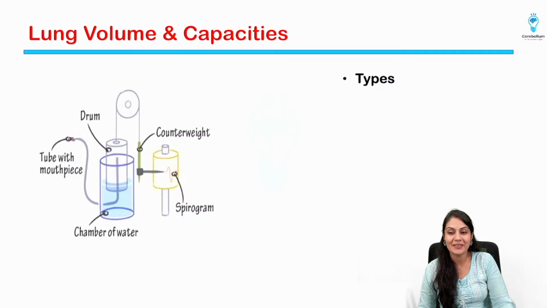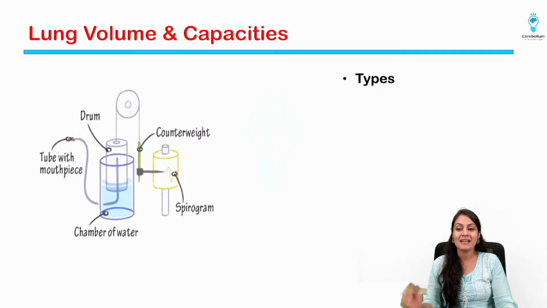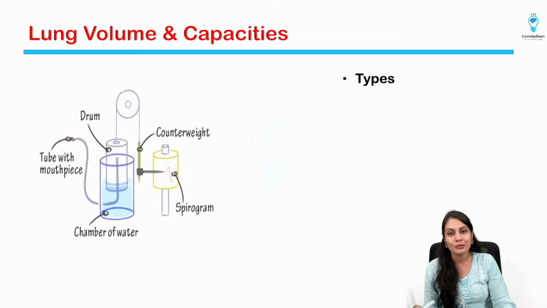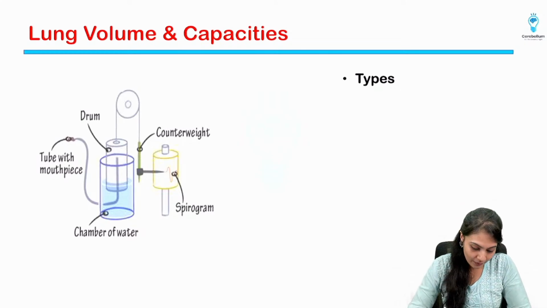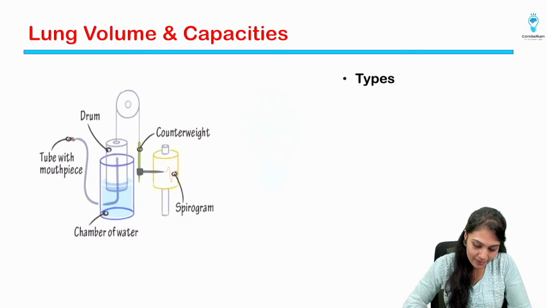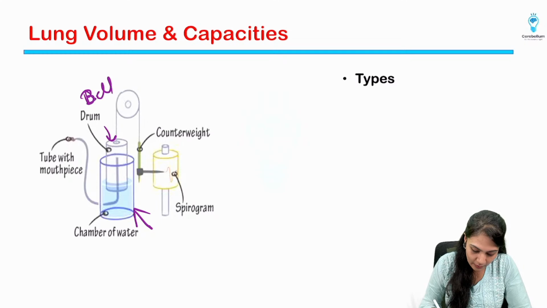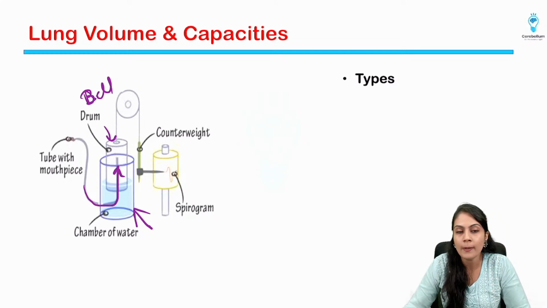Yesterday I drew a very pathetic diagram, I know, but this is the diagram I wanted to show you, and that's why I downloaded it specifically for you. See over here, what is the difference that we can see? First, there is a drum, which we can call a bell, an inverted bell or inverted cylinder. And this is the cylinder through which we are going to inspire. This inspiration tube is attached to the bell.